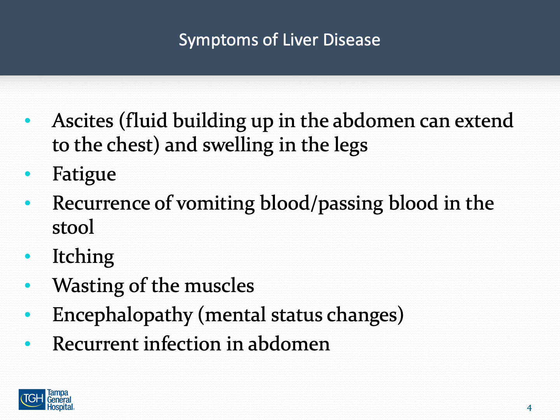Symptoms of liver disease include ascites, fluid building up in the abdomen that can extend to the chest, and swelling in the legs, fatigue, recurrence of vomiting blood, passing blood in the stools, itching, wasting of the muscles, encephalopathy, mental status changes, recurrent infection in the abdomen.